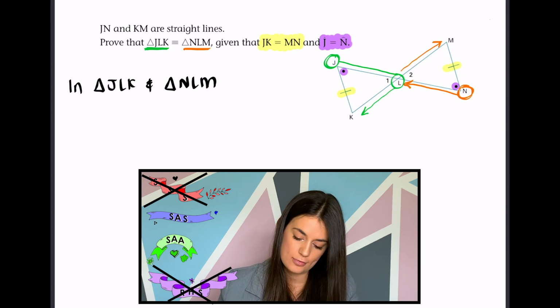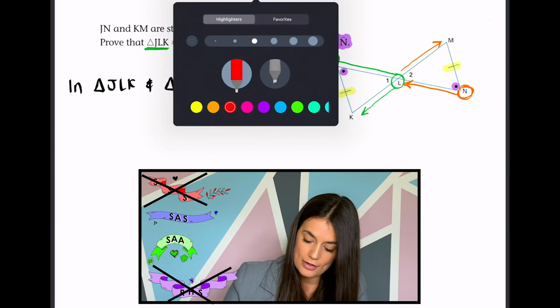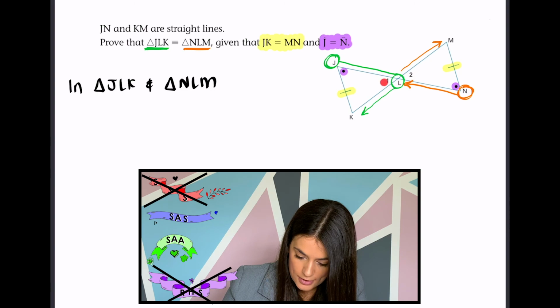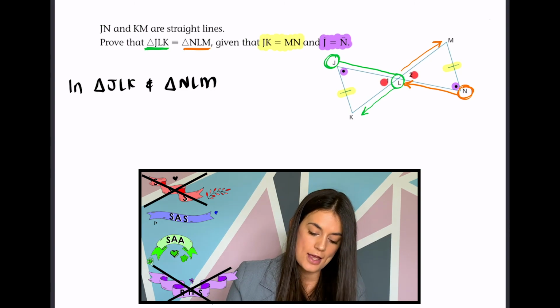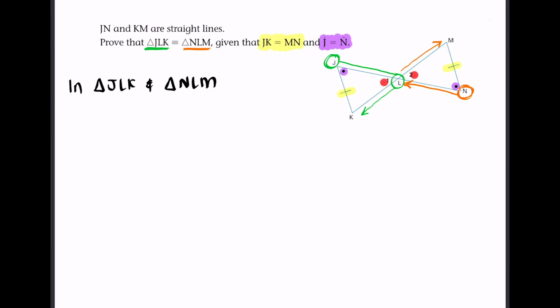So I'm just going to look for my extra piece of information. So I need a third piece of information. There's nothing telling me that the additional lines are equal. What I do, however, have is that L1 and L2 are vertically opposite angles. So that means that I now have a side and two angles. So I'm going to start by stating my side. So side JK is equal to side MN. Why? Because it's given. Then I have angle J equal to angle N. Why are they equal? It was given.